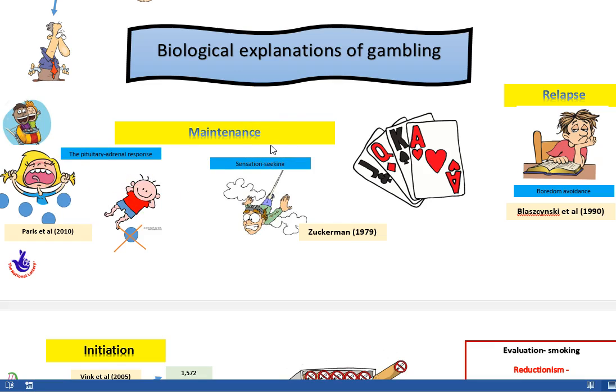In terms of maintenance, this is actually quite interesting because it can be broken down into two different reasons why gamblers maintain their behavior. So the first one, the pituitary adrenal response, and this is a bit like, maybe you remember this from AS, a bit like the fight or flight response when we looked at stress. This pituitary adrenal response signifies the whole chronic stress. So, as you remember from stress for AS, the adrenal cortex releases cortisol. So just say, for example, these are actually cortisol, and cortisol is our stress hormone.